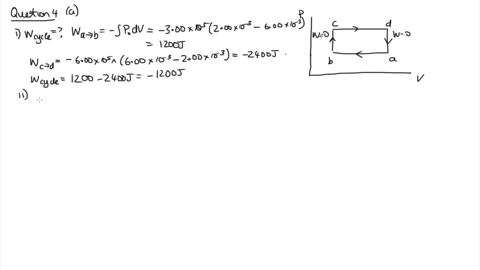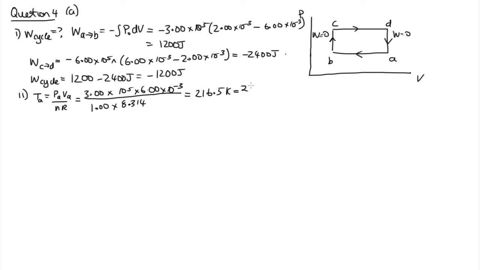Part 2 then asks us to calculate the temperatures at each point A, B, C and D, which is a bit tedious, so we can just use the ideal gas law for this. So the temperature at A is equal to the pressure at A, volume at A over NR. These are all values that we have. The pressure at A is 3.00 times 10 to the 5 pascals. The volume at A is 6.00 times 10 to the minus 3 meters cubed. N is 1 mole and R is 8.314. Solving this, we have 216.5 kelvins, so this is equal to 217 kelvins to 3 significant figures.